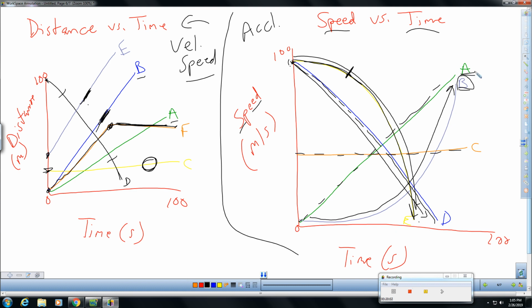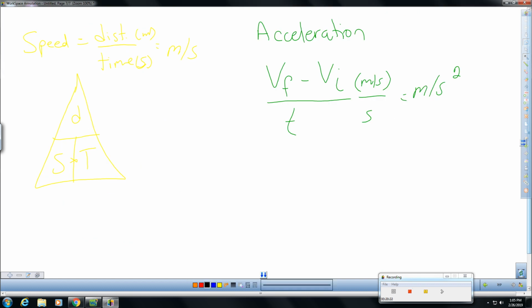A is accelerating at a constant rate. B is accelerating at a not constant rate, meaning this is you pushing the pedal down harder and harder and faster and faster. C is you're on cruise control because the speed stays the same the entire time. D and E are kind of the same as A and B, just in the negative way. We are slowing down.